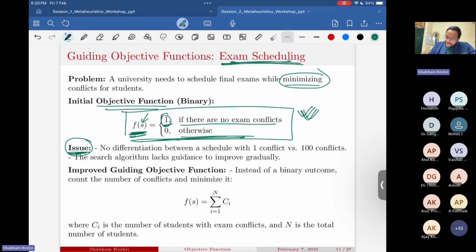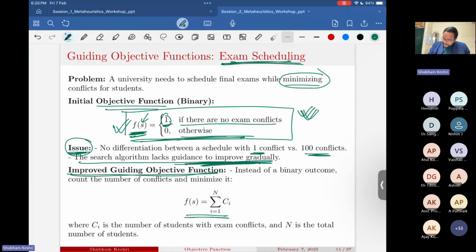There is an issue with this kind of objective function. It doesn't differentiate between a solution with one conflict and a solution with 100 conflicts. Whether the solution has one conflict or 100 conflicts, it will give you 0. And the search will lack guidance to move to a better solution. It will say, okay, this is also a bad solution, this is also a bad solution. It will not be able to distinguish, this is somewhat bad, this is very, very bad, this is not so bad, and so on. So you need to modify this objective function in a way that you can guide the search towards a better solution.